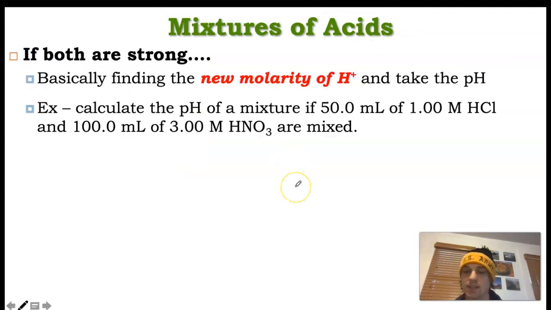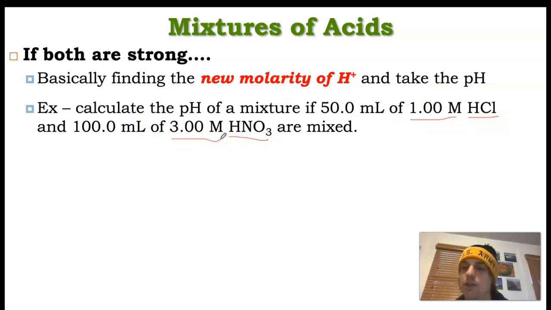All right, so what if I mix acids together? If I mix acids together, my hydrogen ion concentration is changing. There's a new hydrogen ion concentration because I'm mixing things together. I could figure out the hydrogen ion concentration of just this one by looking at this, and I could figure out the hydrogen ion concentration of just this one by looking at this. But when I mix them together, they're both going to change. Why? Because my volume's changing. Now, I should recognize that HCl is a strong acid. HNO3 is a strong acid. They're both strong acids.